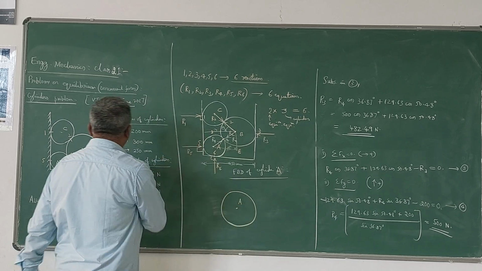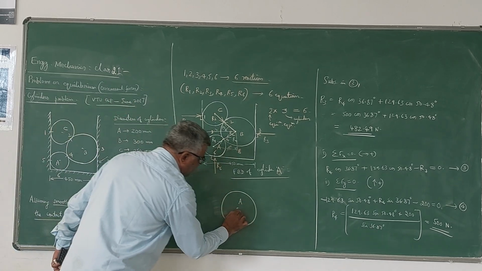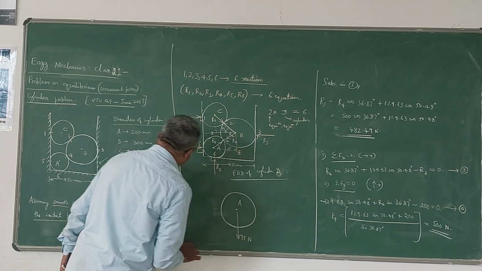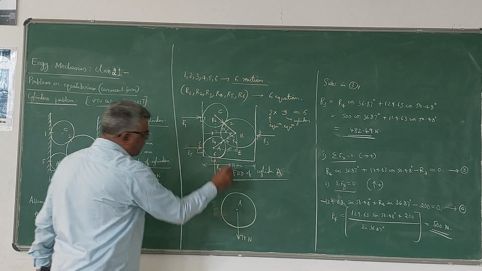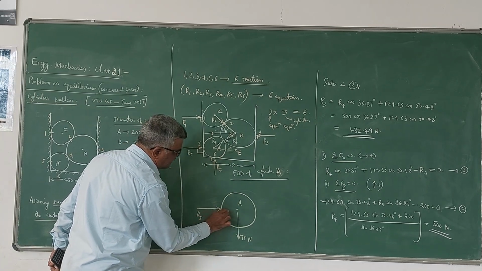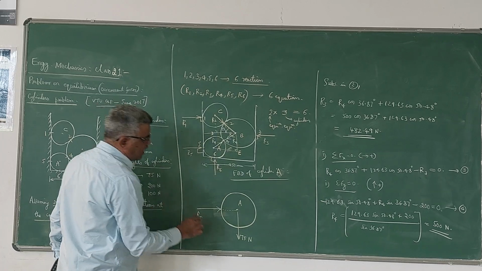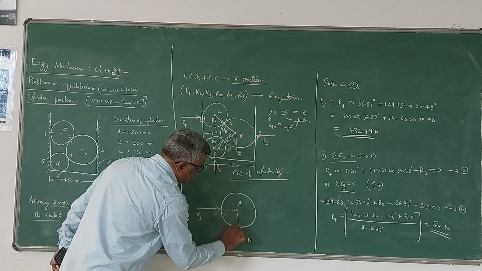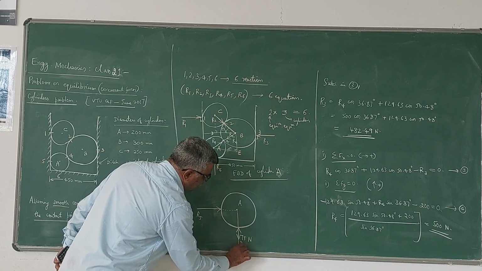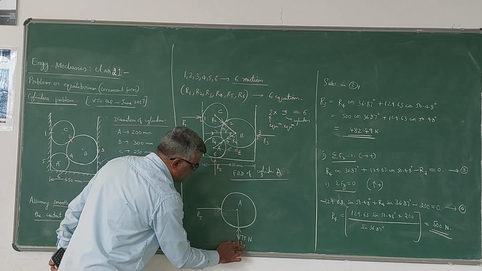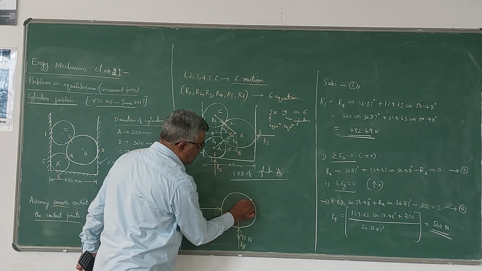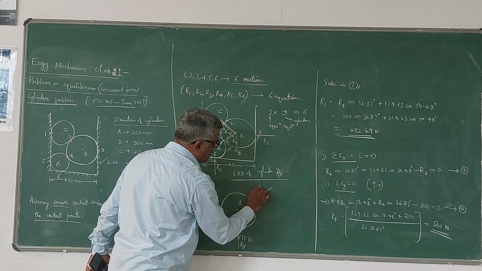Weight of the cylinder is 75 Newton, so I will take 75 Newton vertically downwards as weight. Then we have R5, the horizontal reaction, and the reaction passes through this A. Then R6 is vertical, so that will be here like this. So this is R5. Sorry, R6. Then you have this R2. So R2 will be acting like this.